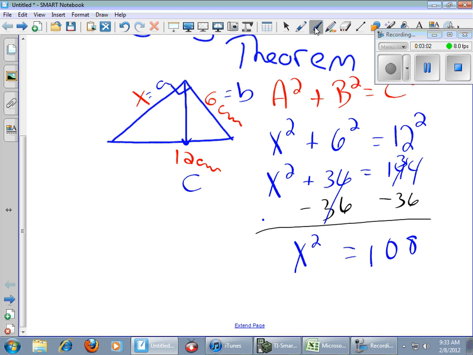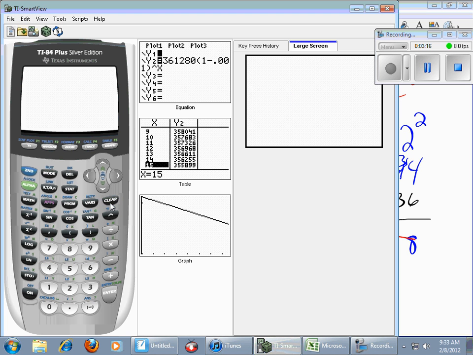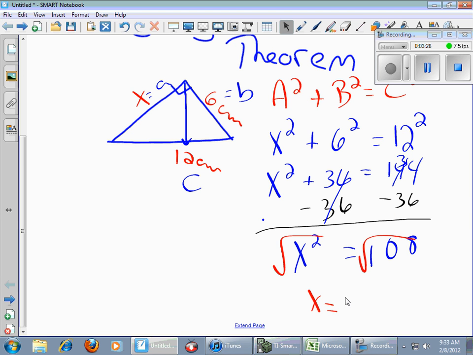How do I undo a square? Let me think. I'll bet you Angela Schill can tell me to take the square root of each side. So x is going to equal, and I know my answer is going to be a little bit more than 10. How do I know? Because the square root of 100 is 10. But I'll take the square root of 108. Okay, and there you go. Rounding to the nearest tenth, we're going to call it 10.4 centimeters. All right, very good.